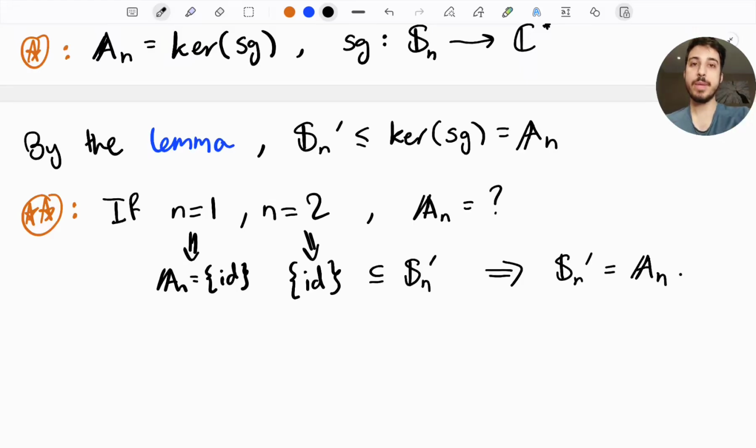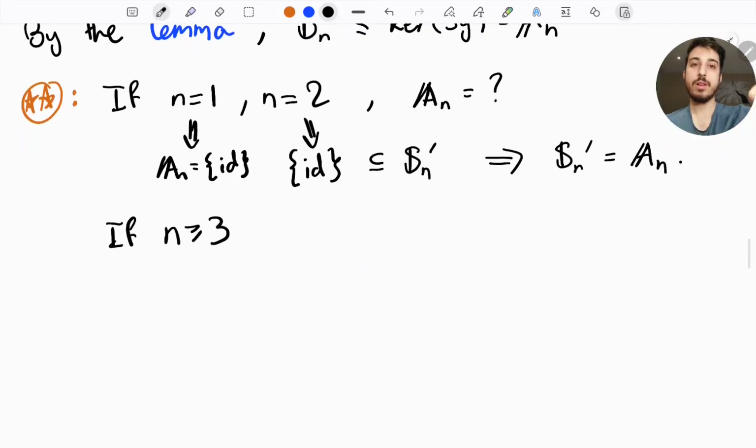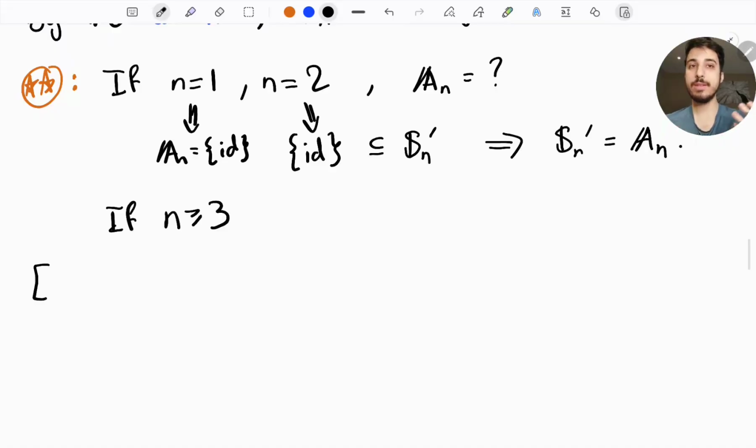Now, for n bigger than or equal to 3, what can we say about the commutator of an element in An? So let's take an element in An. What is it made of? It's made of an even number of transpositions, right? Because An is the set of even permutations. But an even number of transpositions is generated by pairs of transpositions. So it suffices to take a single pair and see what is the commutator of that pair of transpositions.